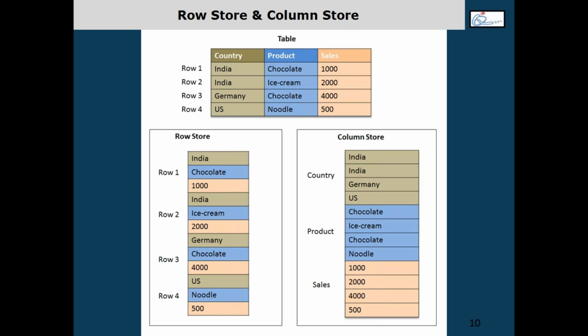Take select star from table where country is equal to US. How many records do we have relevant to US? Row number 4 is relevant to US. So there is one memory location where the entire row is sitting. Look at this: US, noodles and this value. So my query will jump to that memory location, read that row's values and give it to me.